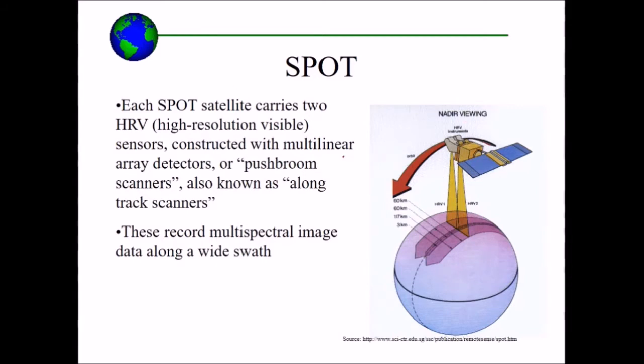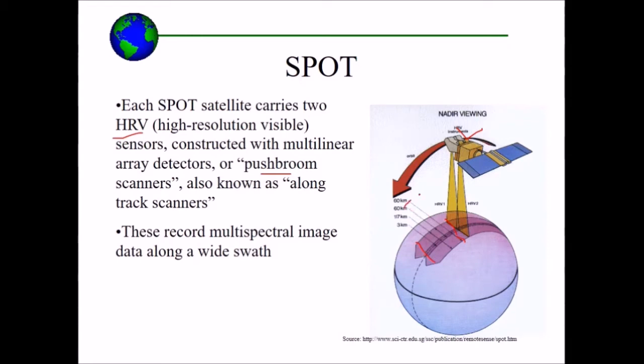Each SPOT satellite carries 2 HRV instruments, that is high resolution visible. HRV sensors are constructed with multilinear array detectors, or push broom scanners, also known as along track. There is whisk broom and push broom; push broom is along track. These give multispectral image data along a wide swath. This is the swath; you have HRV1 and HRV2, and the swath means the area it is going to cover.